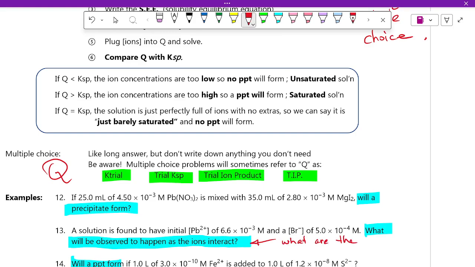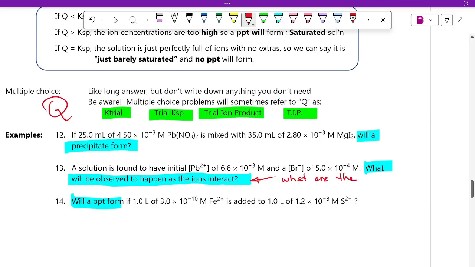Yeah, either it's going to precipitate or it's not. So it really is asking, will a precipitate form? But it's saying to you, do you know what the options are when the ions interact?